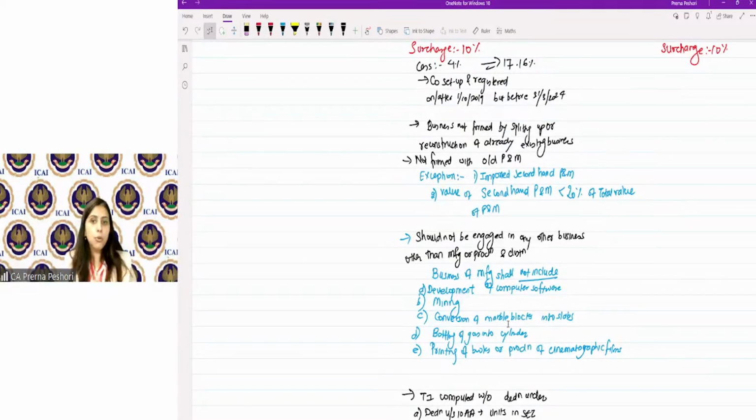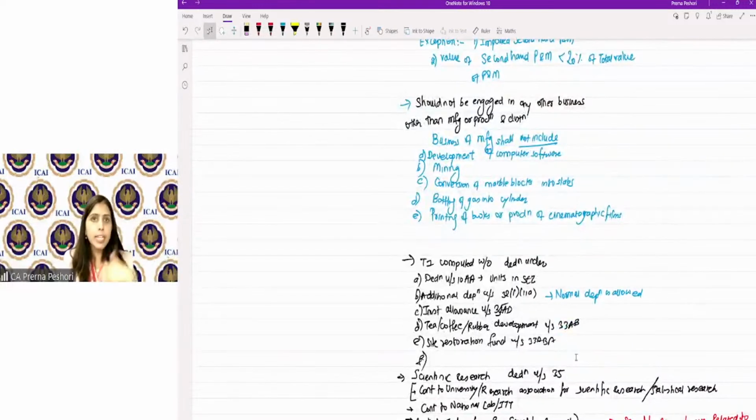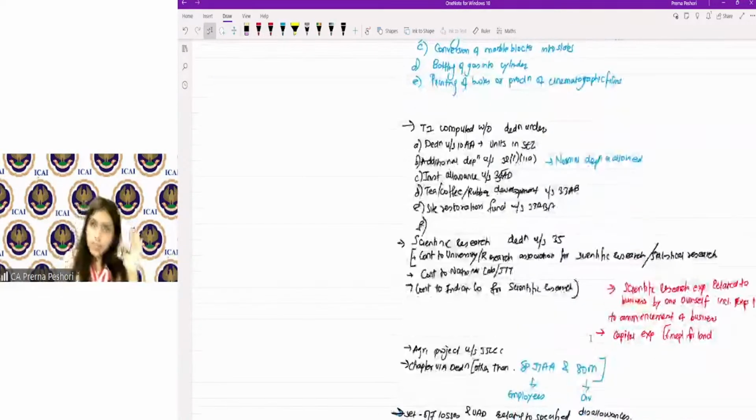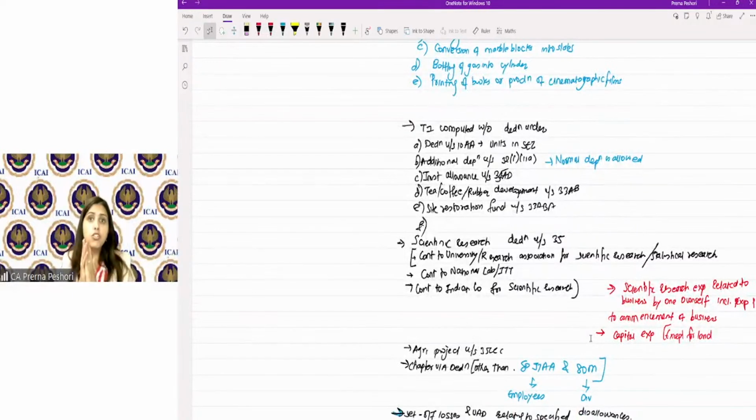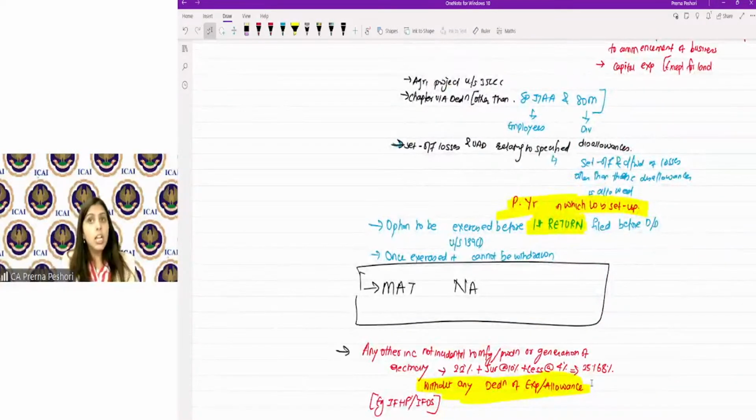Total income is computed without deduction under 10AA, 33AB, 33ABA, 35AD, 35, and additional depreciation. Normal depreciation is allowed. Scientific research expenditure for own business is allowed. Contributions to others are not allowed. Chapter 6A deduction other than 80JJAA and 80M is allowed. Set off of losses is allowed, but it should not be in relation to these deductions which are claimed. You have to exercise the option in the first year of setup before the due date of filing return of income. Once exercised, it cannot be withdrawn.